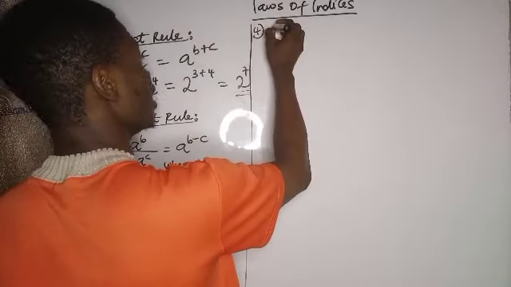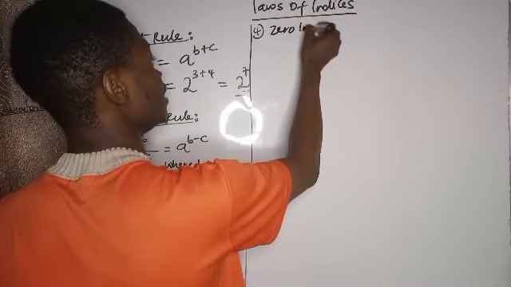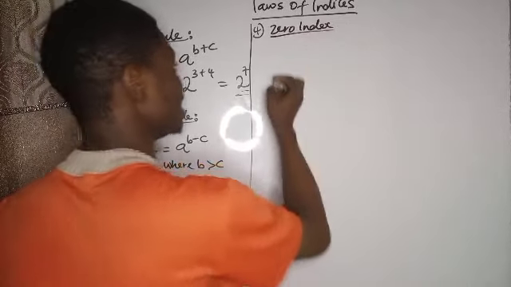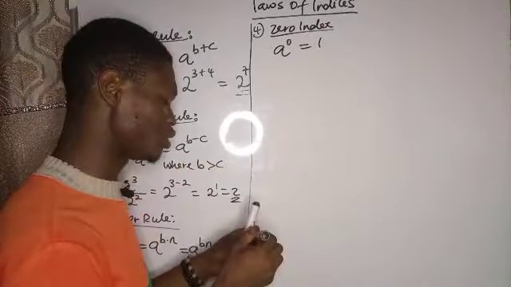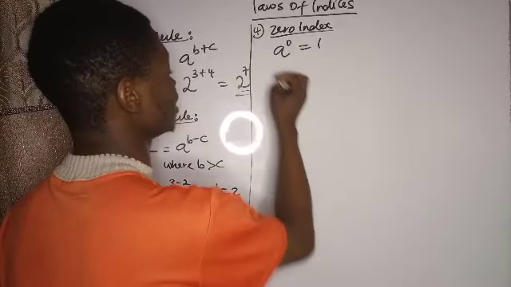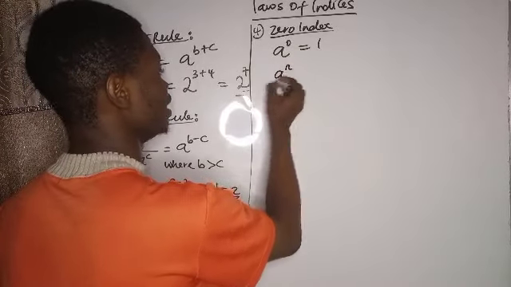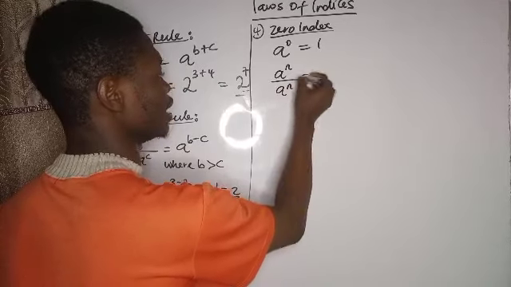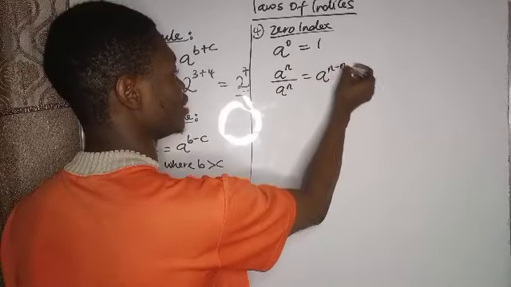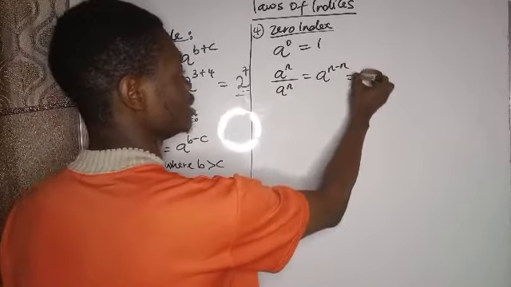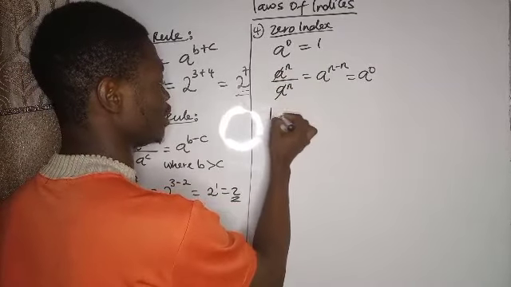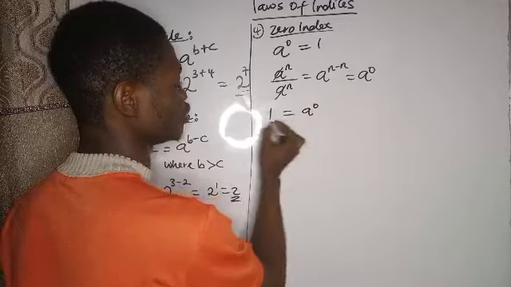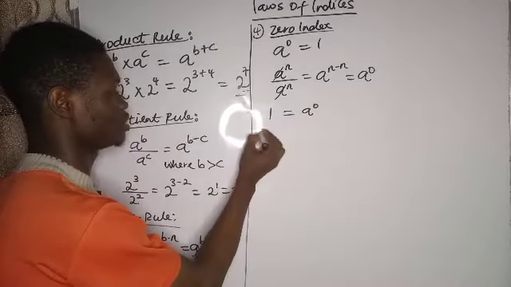So number 4, we have the zero index. The zero index is telling us that anything raised to the power of 0 is 1. See how we got it? For example, a raised to the power of n all over a raised to the power of n is a raised to the power of n minus n. n minus n is 0. So remember, this one can cancel out, and we are left with 1. So a raised to the power 0 is 1. So that's how we got it.